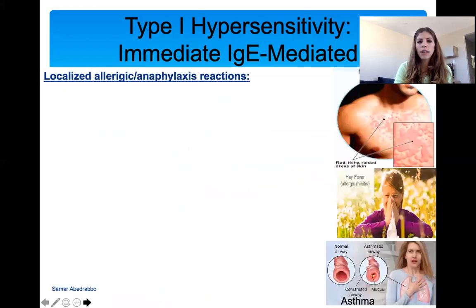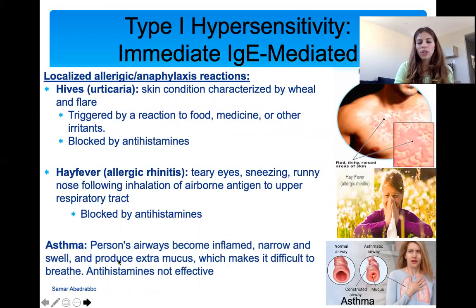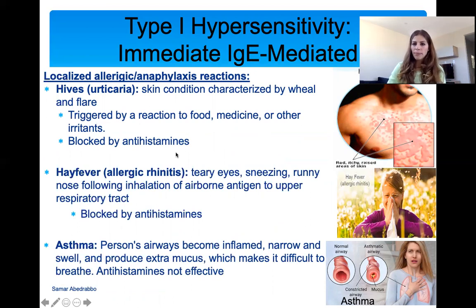So let's start with the localized reactions. So with a localized hypersensitivity reaction, an example is hives. Hives is a skin condition where you see a lot of flare. You see, as this picture shows, this is an exaggerated hives picture, but this is what it typically looks like.